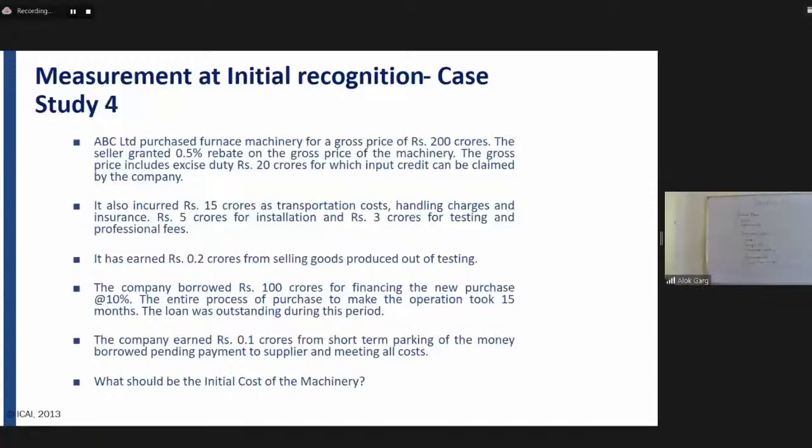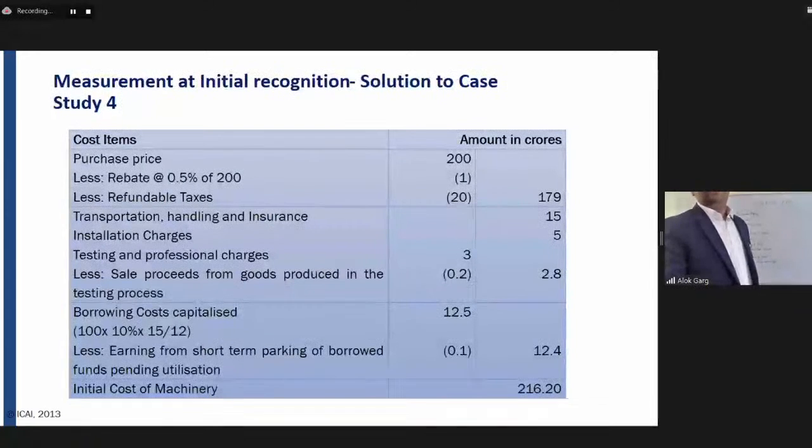So friends, let's look at the screen. This is the answer which is given on the screen. So purchase price is 200 crores gross price, but the rebate is 0.5% of 200, which is 1 crore, which is required to be deducted. Please remember, purchase price including import duties and non-refundable taxes, less trade discount and rebates. So this excise duty is a refundable tax, that is why it is required to be deducted. Transport, handling and insurance charges is 15 crores.